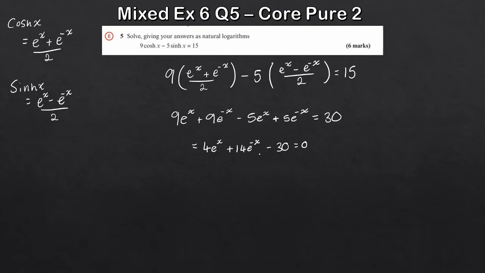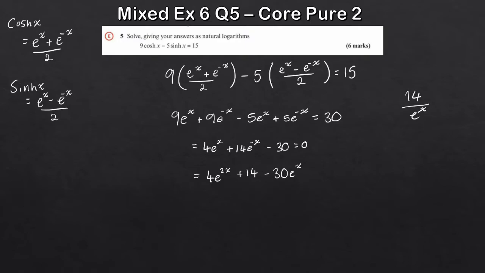Now remember, this e to the minus x is the same as 1 over e to the x. Now, rather than try and solve it in this format, I'm going to multiply through by e to the x. So I times everything by e to the x. Well, times this by e to the x will just give me 14. So that'll be plus 14 there. 4e to the x times e to the x, well, that'll just be adding another x to the power. So that'll be 4e to the 2x. And then finally, minus 30 times e to the x will be minus 30e to the x.